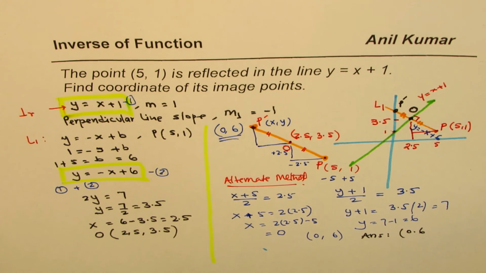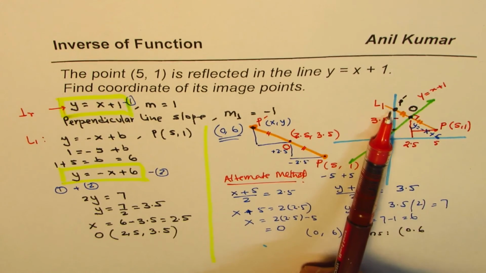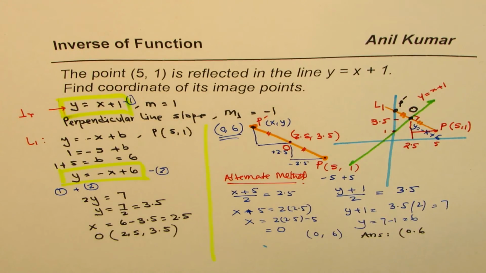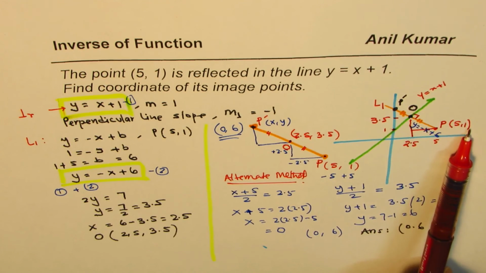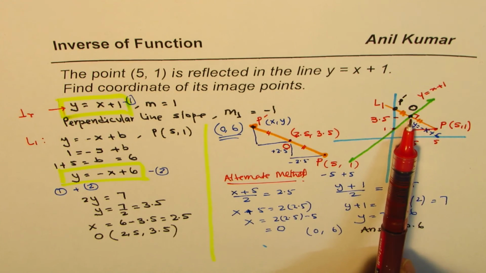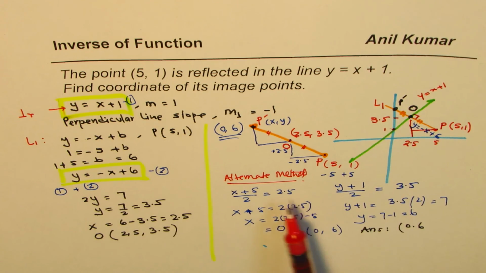I'm Anil Kumar, and I hope that helps. I'd like you to go through these steps and understand. First step is write the equation of a line perpendicular to the given line passing through 5, 1. Find their point of intersection, and the image will be the same distance away. Use the midpoint of a segment formula and get the result.